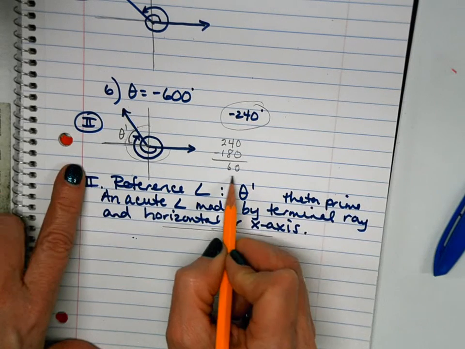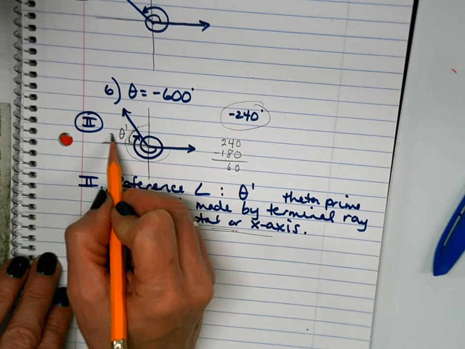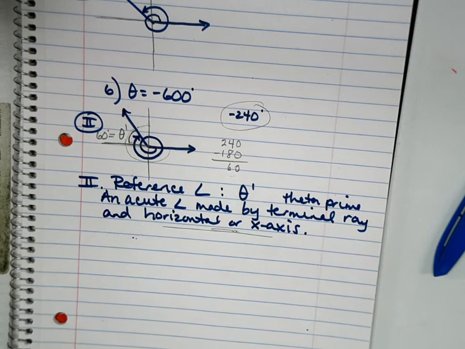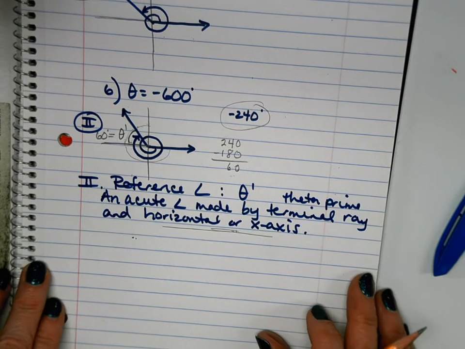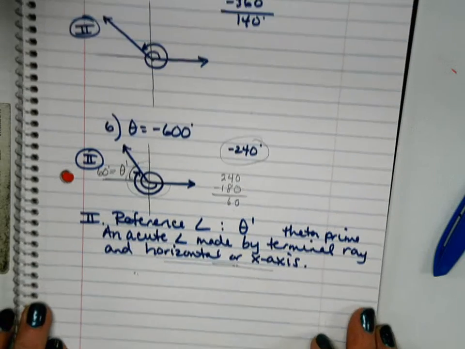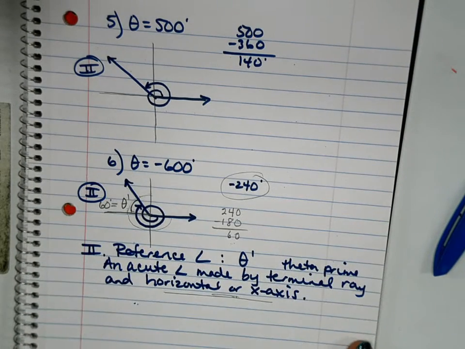Is that between 0 and 90? Yeah. This angle is 60 degrees. It looks about 60 degrees. Looks like we sketched that pretty good there. Okay, let's go up to this next one. Again, we're starting with tough ones. They won't always be this tough.